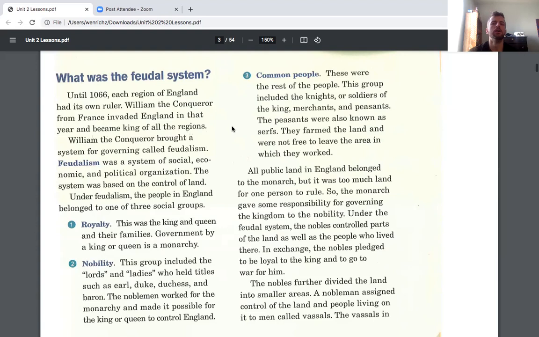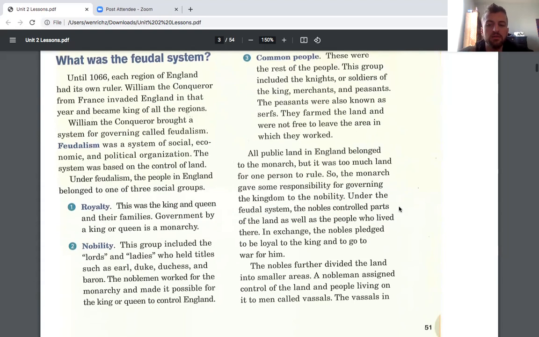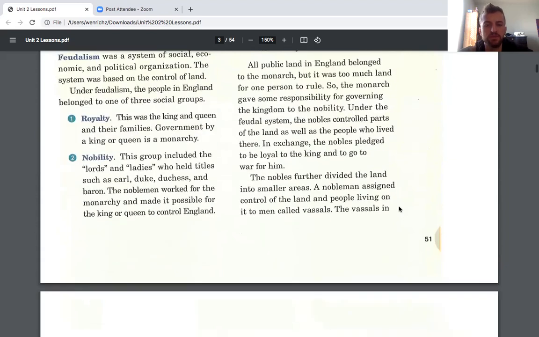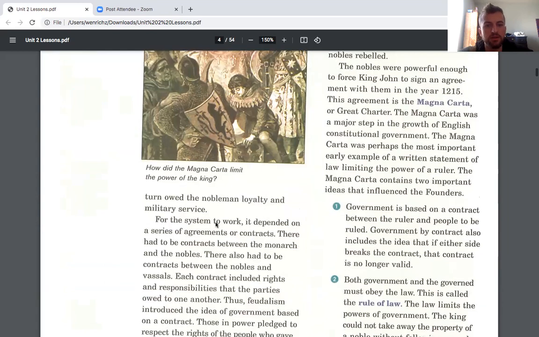Me neither. All public land in England belonged to the monarch, but it was too much land for one person to rule. So the monarch gave some responsibility for governing the kingdom to the nobility. Under the feudal system, the nobles controlled parts of the land as well as the people who lived there. In exchange, the nobles pledged to be loyal to the king and to go to war for him. The nobles further divided the land into smaller areas. A nobleman assigned control of the land and people living in it to men called vassals. The vassals, in turn, owed the nobleman loyalty and military service.